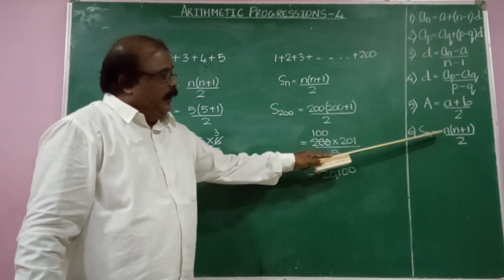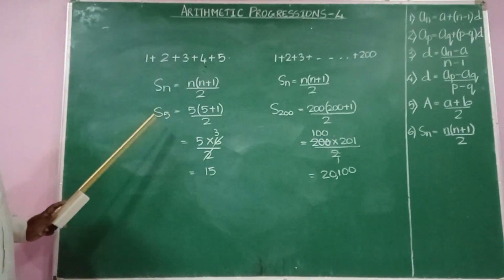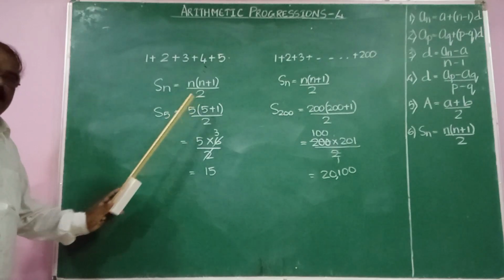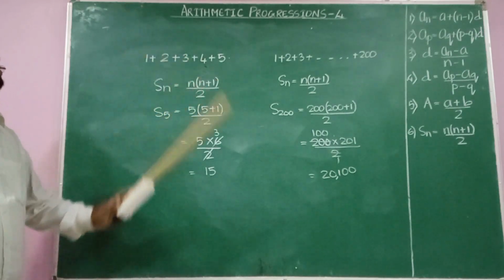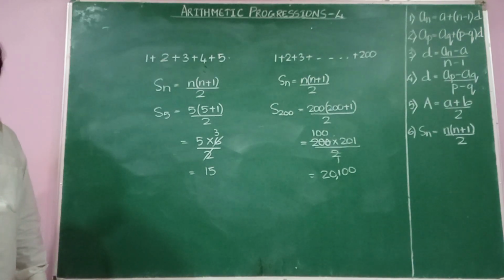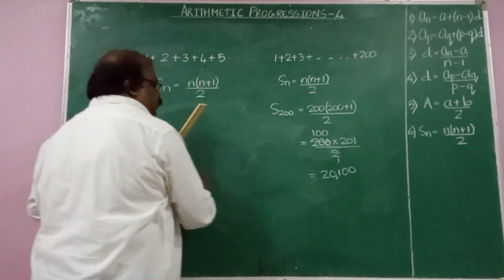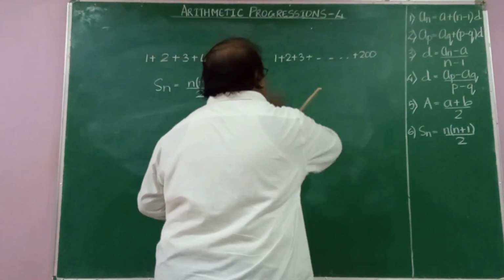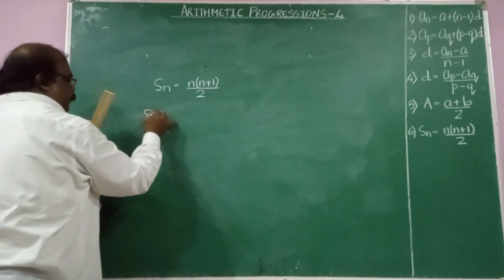We have learned a new formula today. What is Sn? N into bracket n plus 1 upon 2. If I ask you what is S5? 5 into 5 plus 1 upon 2. If I ask you what is S10? 10 into bracket 10 plus 1 upon 2. Now, if I ask you what is the value of S of n minus 1?